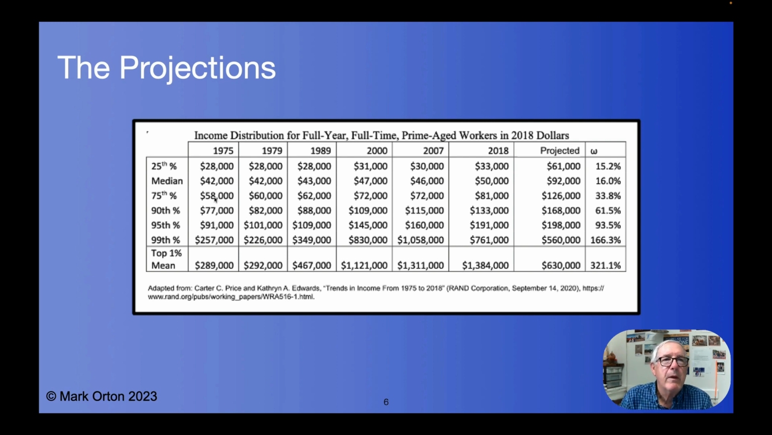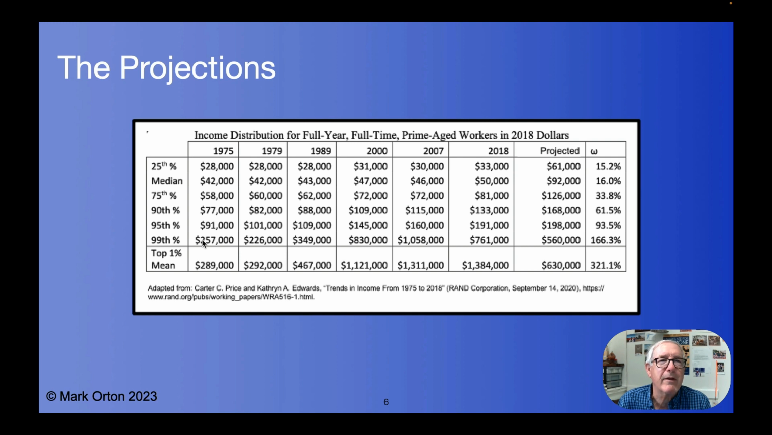So even at the 75th percentile, their income grew from 58,000 to 81,000 in 2018. But if it had followed the trends of 48 to 79, it would have been 126,000. So that cohort, the 75th percentile, actually only grew 33% between 58,000 and 81,000. The winners really are the people at the very, very, very top of the pile.